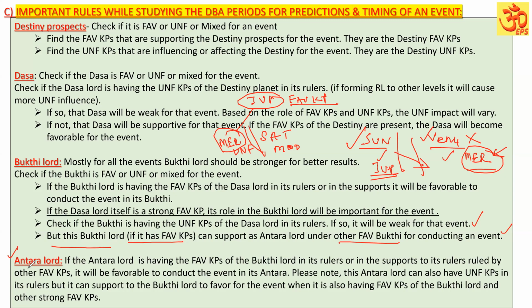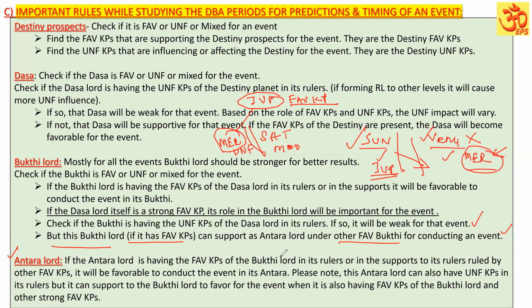Okay, now let us discuss the Antara Lord. If the Antara Lord has the favorable key planets of the Bukti Lord in its rulers, or in the supports to its rulers ruled by other favorable key planets.